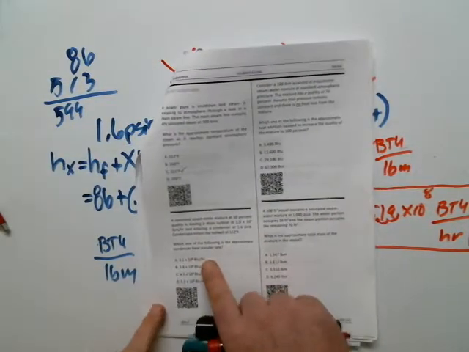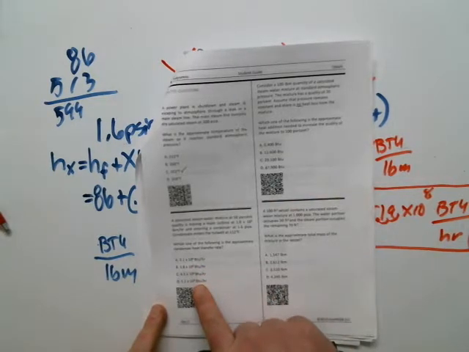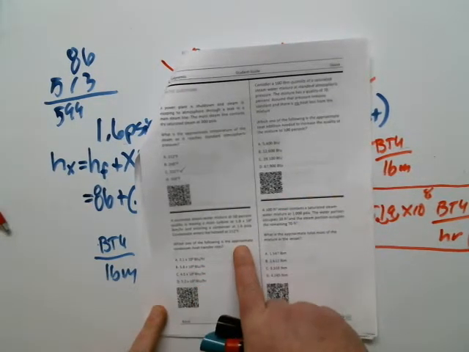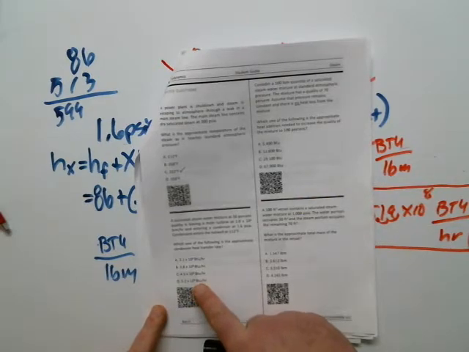Our available answers, we come on down here and I see an available answer of 5.2. And it did ask approximate. They've just rounded. Answer is delta.